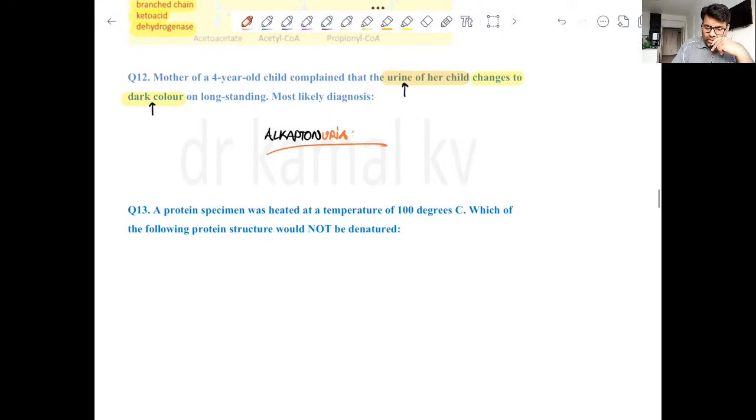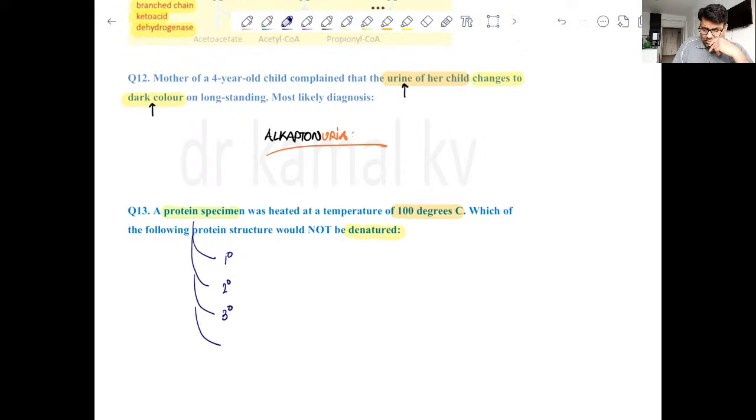Fine. Then a protein specimen was heated at 100 degrees Celsius. What structure will not be denatured or will not be destroyed? Now, I think most of you must be knowing that there are few different types of structures: primary, secondary, tertiary, and quaternary. When you heat a sample, all these types of structures will be destroyed, they will be denatured. It is only the primary type which remains as such.